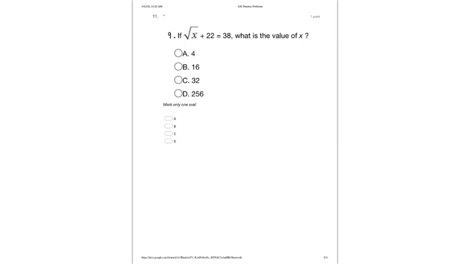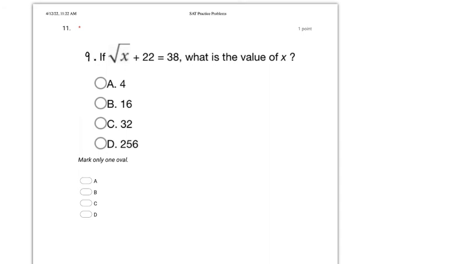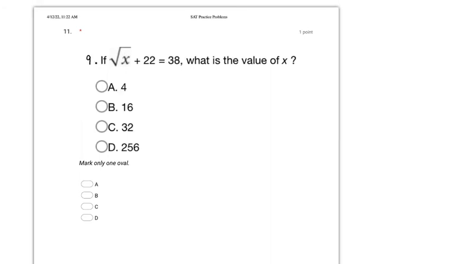There we go, problem number 9. Simple one. To solve this equation, you could just plug them in here and check them. Like if this is 4 in there, square root of 4 plus 22 equals 38. There's no way that's true, because the square root of 4 is 2, and 2 plus 22 doesn't give you 38. And 16 doesn't work. Square root of 16 is 4. 4 plus 22 isn't 38.